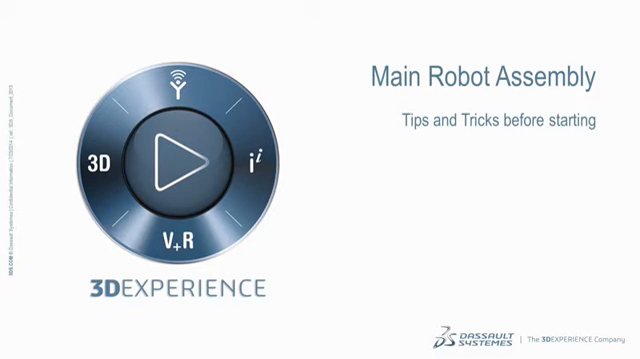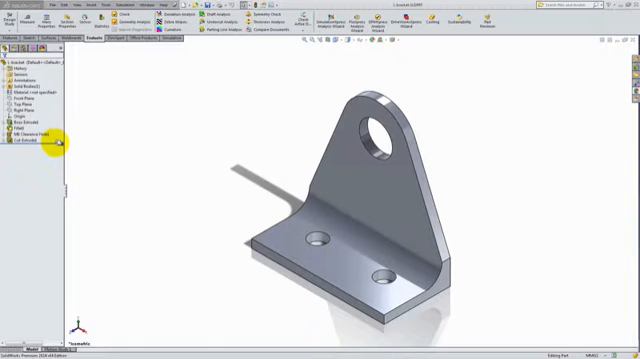In this video, we will go through a couple of strategies that will help you when creating the robot. First of all, you can use the parts provided by us, but if you want, you can try and create them yourself. To do this, open the target part.